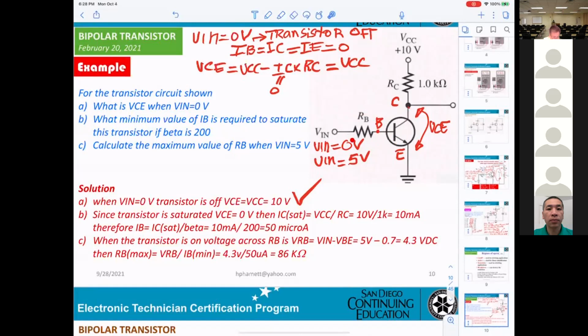And now, if you get the voltage across that one, you can take the VRB divided by the current IB. We just did the calculation here. That gives you 86 kilo ohm.